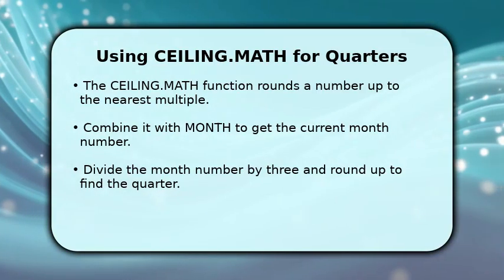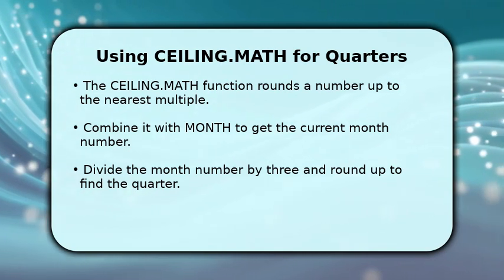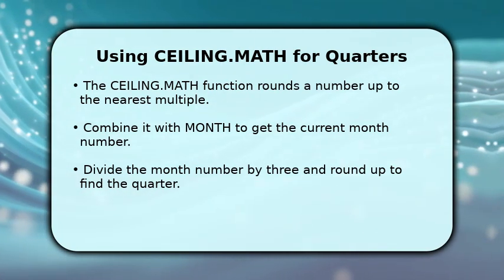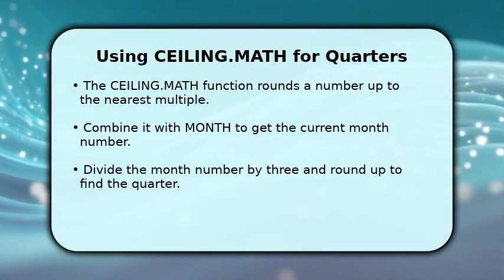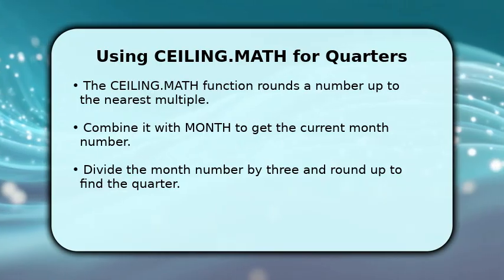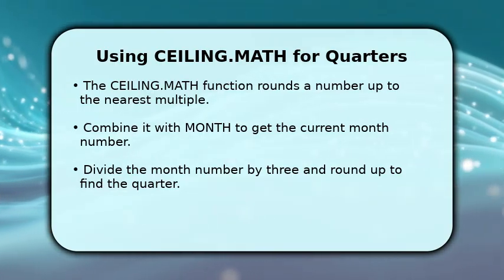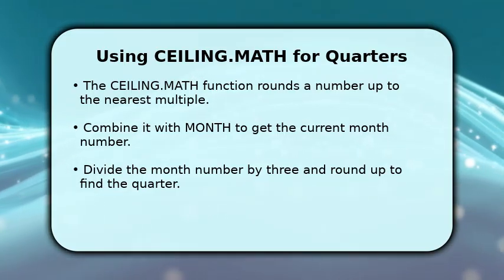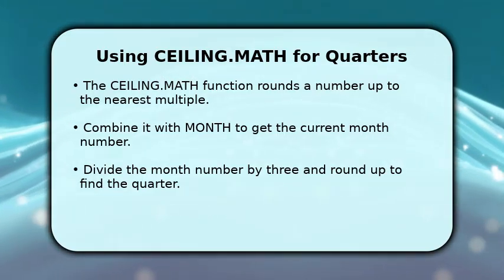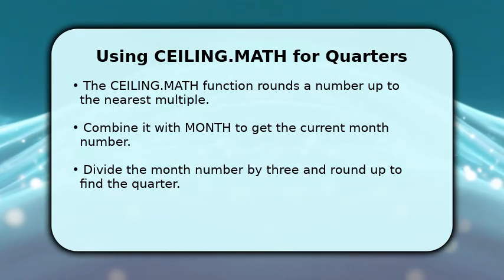One effective way to determine the quarter is by using the ceiling math function. First, extract the month number from your date using the month function. Then, divide this month number by 3. Finally, apply ceiling math to round that result up to the nearest whole number, giving you the correct quarter from 1 to 4. This method is concise and very efficient.